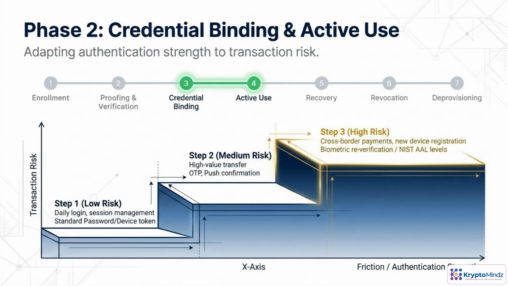Once credentials are bound and the user is active, your goal is to match authentication strength to transaction risk, rather than treating every action the same. Low-risk events like daily login can use passwords or device tokens. For medium-risk actions, such as high-value transfers, you step up with OTP or push confirmation. For truly high-risk scenarios, cross-border payments, new device registration, you require the strongest factors: biometrics, fresh identity proofing, or NIST AL-aligned methods. From an architectural perspective, this is policy-driven, risk-based authentication instead of static, one-size-fits-all MFA.